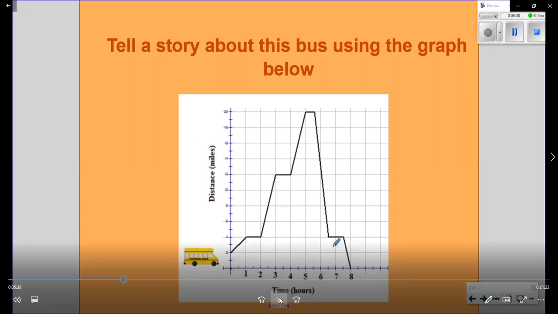Maybe there's another site, because it seems like around the 4th mile, they stop. Maybe the bus driver took another route to go back to the school, and now they're seeing something different at that 4th mile. And then also maybe they have a snack, or they go to the bathroom. And now they're on their way back to the school for 4 miles, and it takes 30 minutes. And then at the 8th hour, they're back to the school and ready to go back home. So that's how I would be telling a story based on this graph.